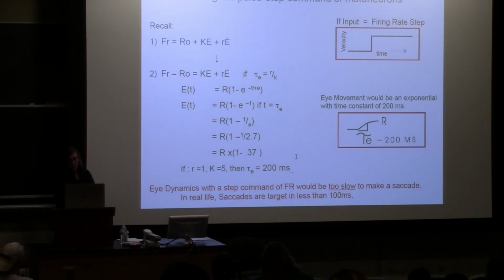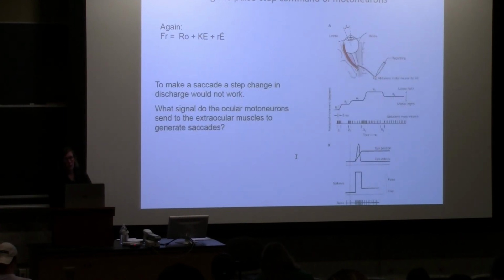Okay. So it would be too slow. Saccades, even big saccades, are over within 100 milliseconds. The example I gave you is probably 20 milliseconds. So what Dave Robinson predicted is that you had to have some sort of pulse, initial kick, to get the eye moving, and then you had this step to then keep it at its new position.